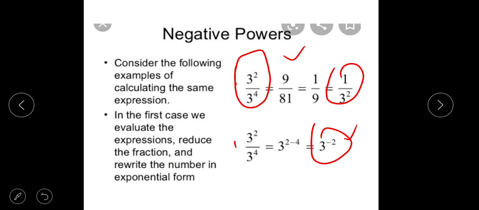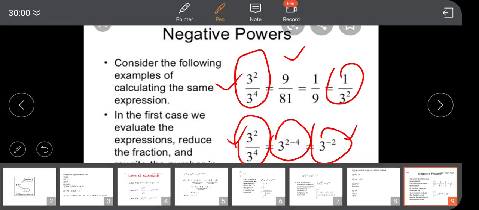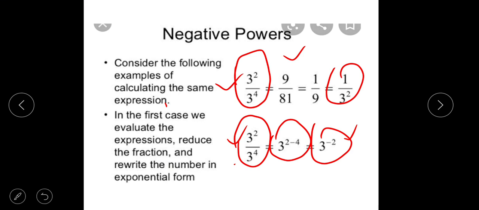But the same we can do by the second law of exponents. What is the second law? It says a raised to n by a raised to m is a raised to n minus m, right? If same base and different exponents, we have to subtract the exponents. 3 raised to 2 minus 4. So here what comes? 3 raised to minus 2 is the final answer. But we have done the same expression, but the final answers are different, right? 1 by 3 square, here 3 raised to minus 2. What do you understand from this? It means 1 by 3 square.